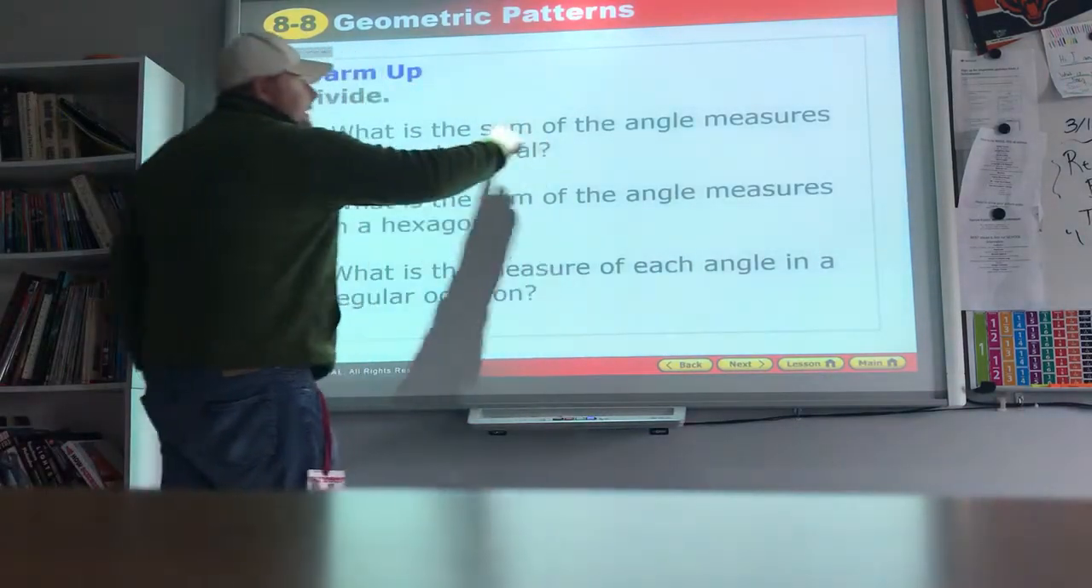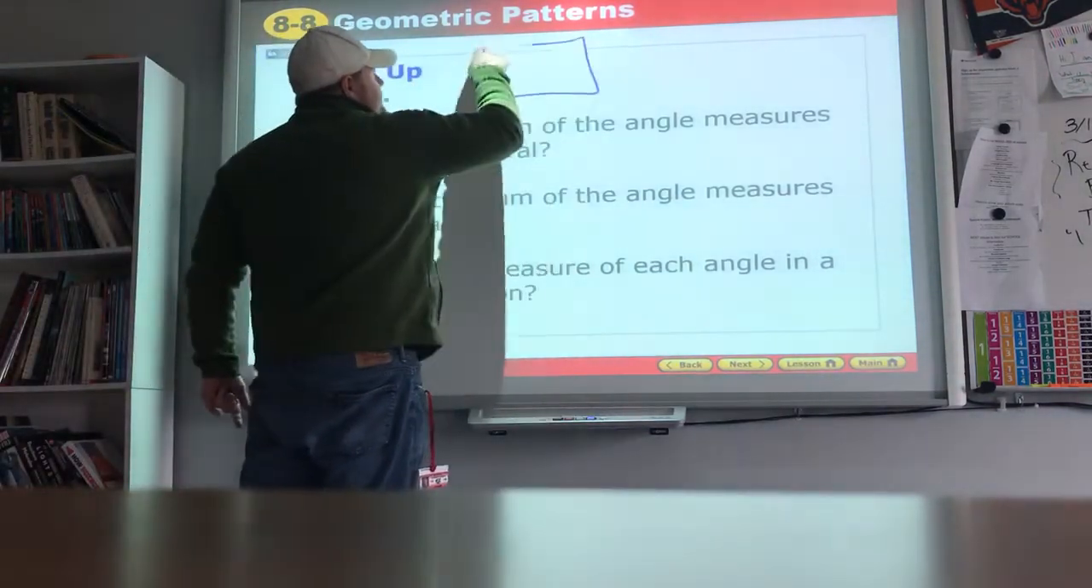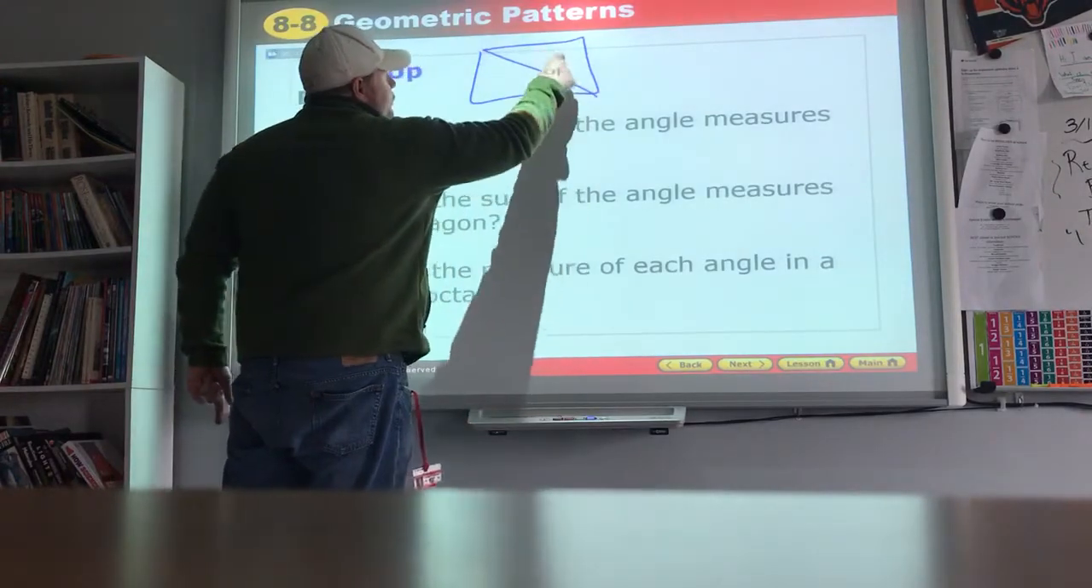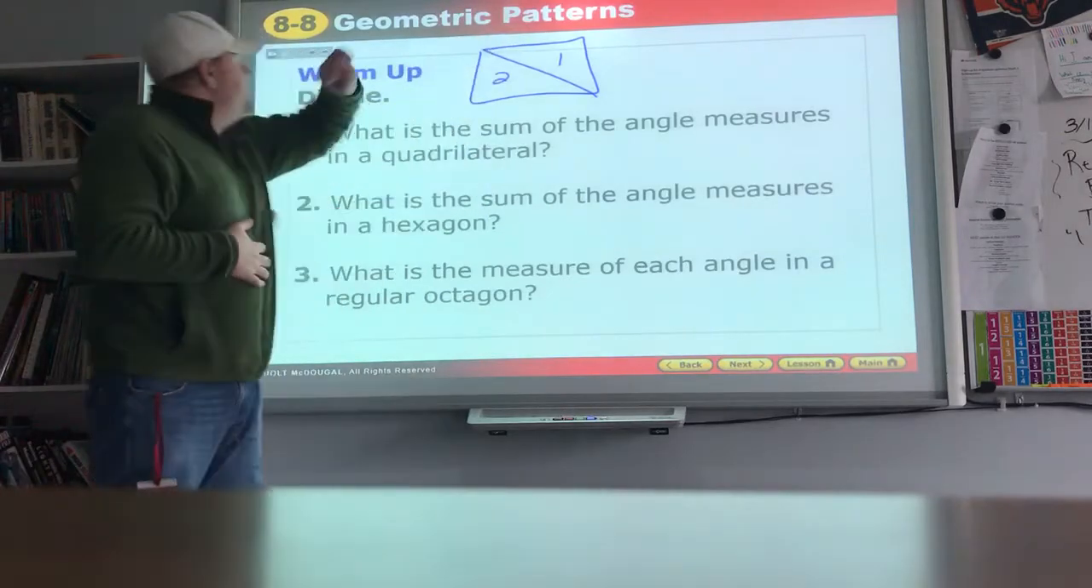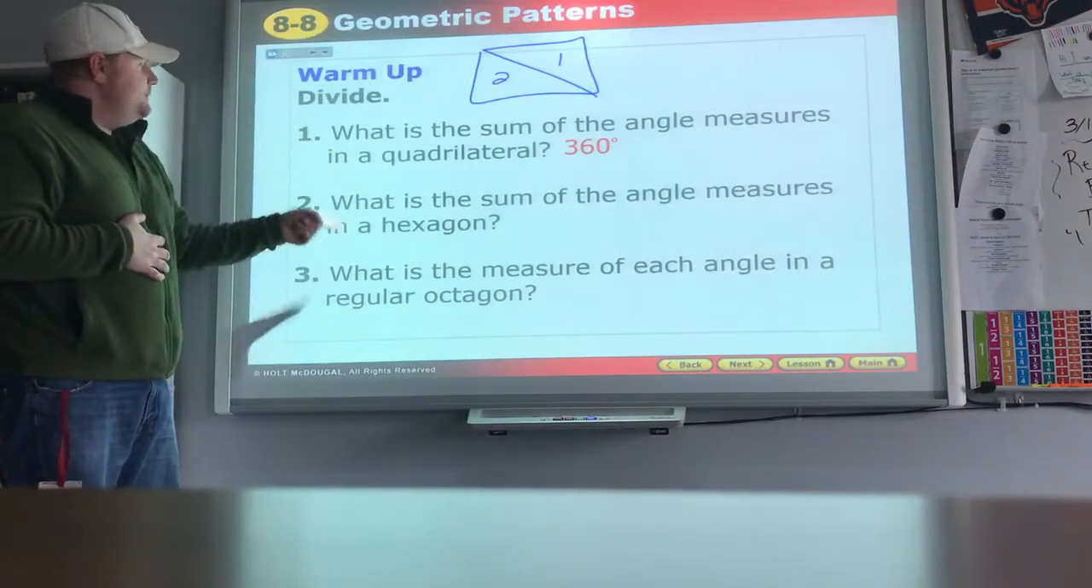Alright, so we have a quadrilateral. They want to know how many degrees are in it. So we divide it and see we have 2 triangles. That means 180 plus 180, we get 360.